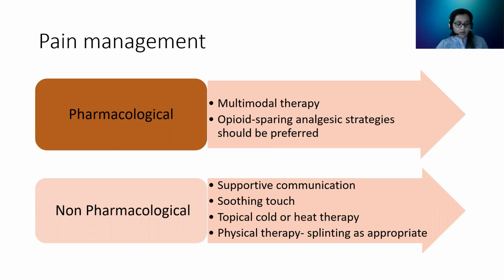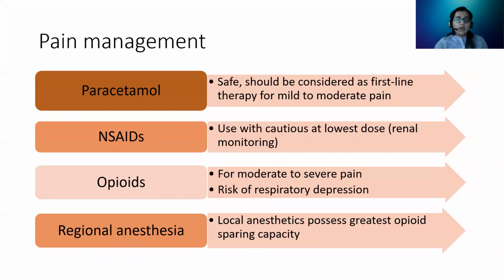Non-pharmacological measures can also be used to alleviate pain in elderly patients, such as supportive communication, soothing touch, topical cold or heat therapy, physical therapy like splinting. Among analgesics, paracetamol should be considered as first-line therapy for mild to moderate pain. Moreover, it is safe to use in elderly patients. However, NSAIDs should be used with caution at the lowest possible dose.